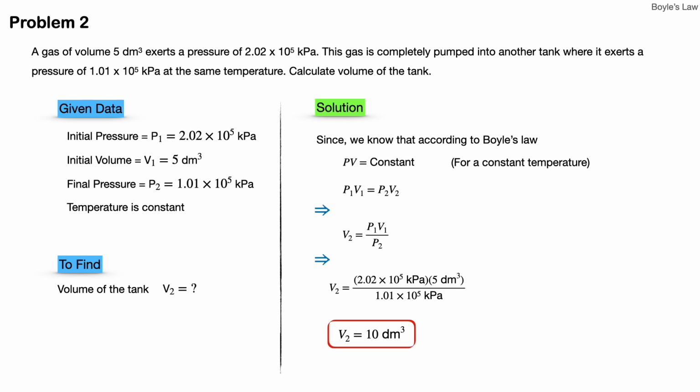We can convert it into cubic centimeters also. We know that 1 decimeter is equal to 10 centimeters, and from here you can convert cubic decimeters to cubic centimeters.